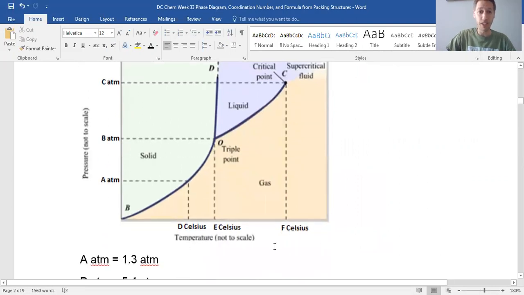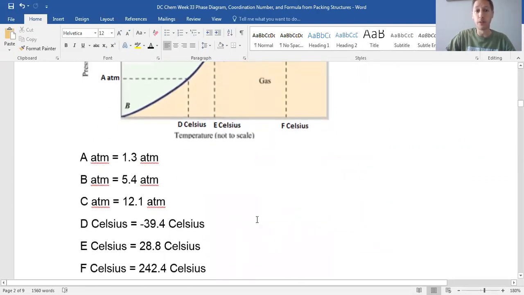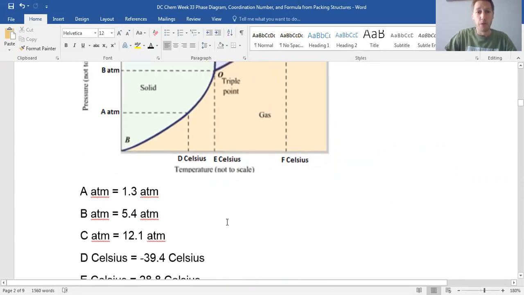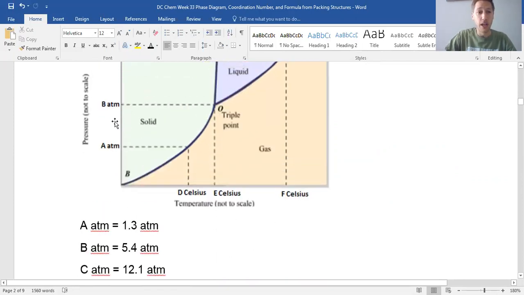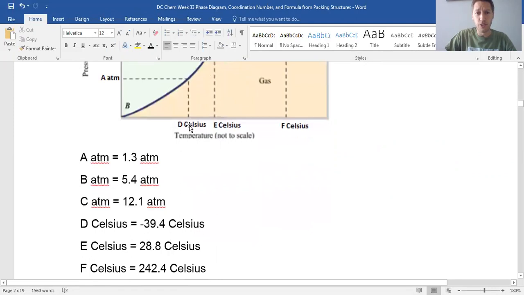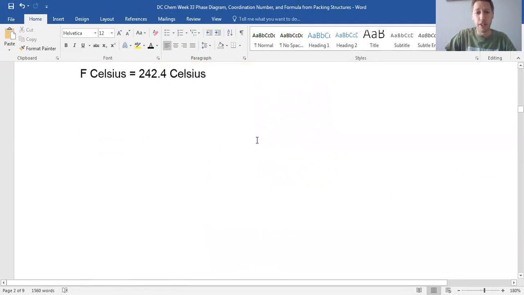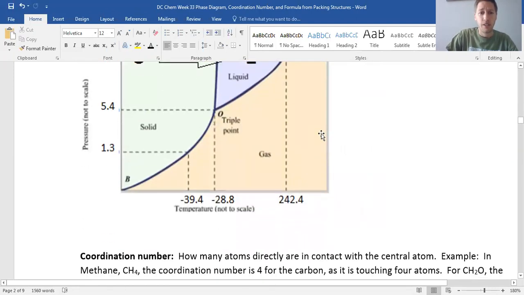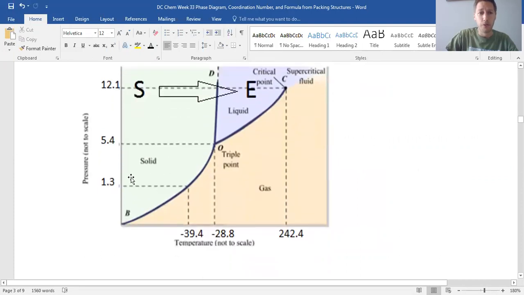So I have it randomly assigning you different atmospheres and temperatures along here. So you just have to put these things in up there. It's like, oh, A atmospheres is 1.3 atmospheres, B is 5.4, C is 12.1, and then put the temperatures in down here along the bottom. I've already done that for myself. So here are those numbers put in. So here's our phase diagram. All I've done is change the numbers down here.